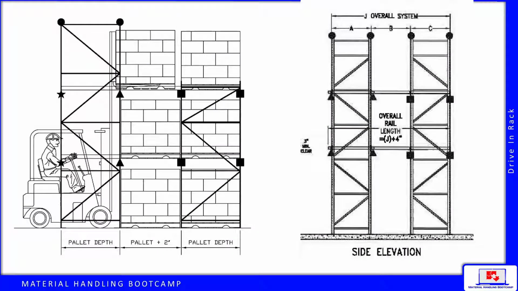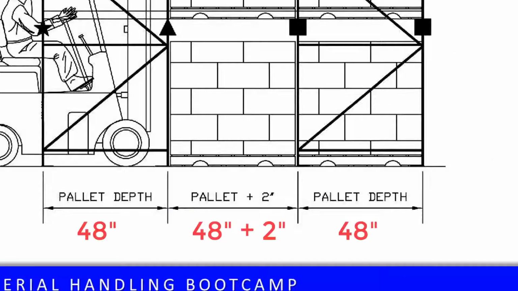As we mentioned, you should work with your rack manufacturer for their specific design parameters. For example, here on the left we have one manufacturer showing 3 deep with a rail length of 146 inches. This follows our rule of thumb of 1 inch between loads, 48-inch deep pallet plus 2 inches.